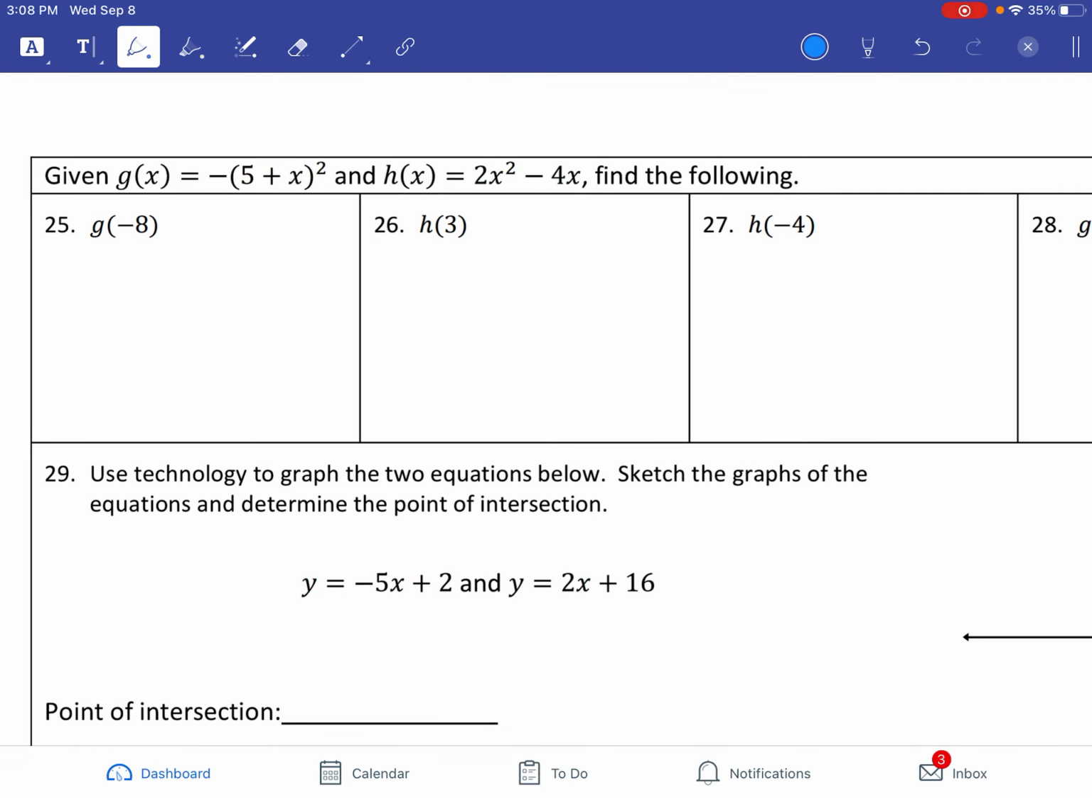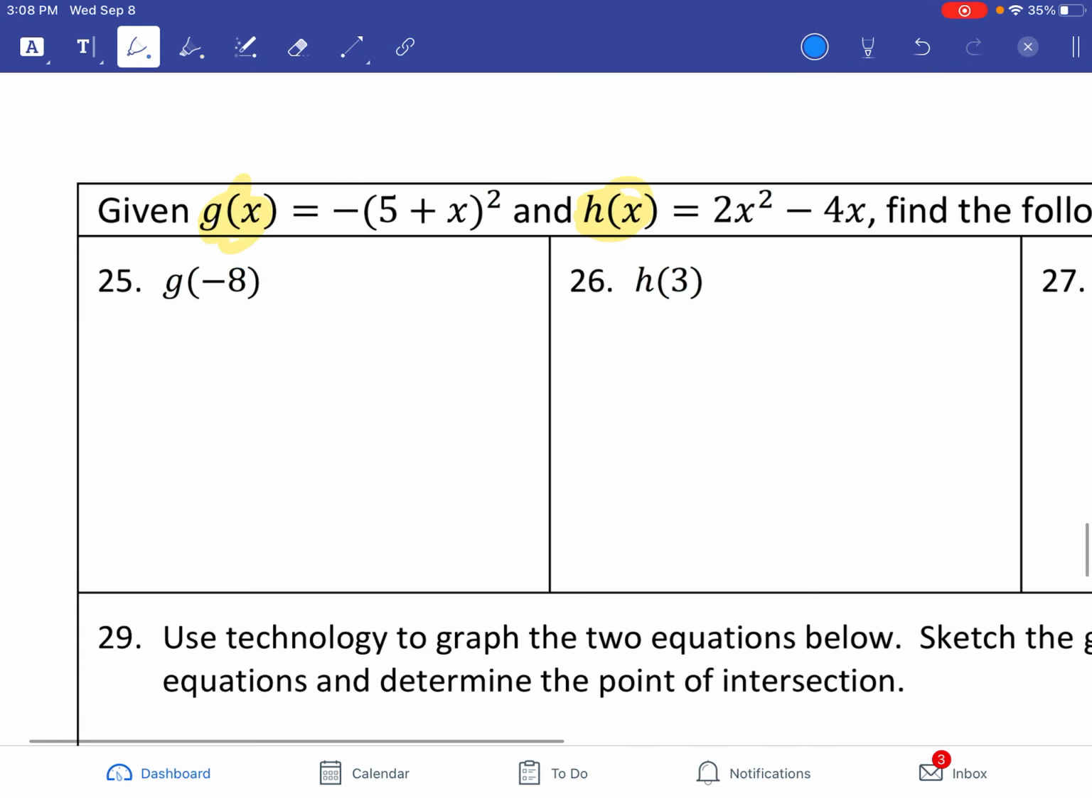All right, evaluating expressions. I have two functions. I have the g function here, and I have the h function here. So we're going to use these functions with our problem. So I'm putting negative 8 into the g function. I'm going to rewrite the g function just the way it looks. I'm going to put minus, I'm going to put parentheses with 5, plus. Now I'm going to replace the x in my g function with negative 8. I'm going to put it in parentheses. Then there's another parentheses with a squared on it.